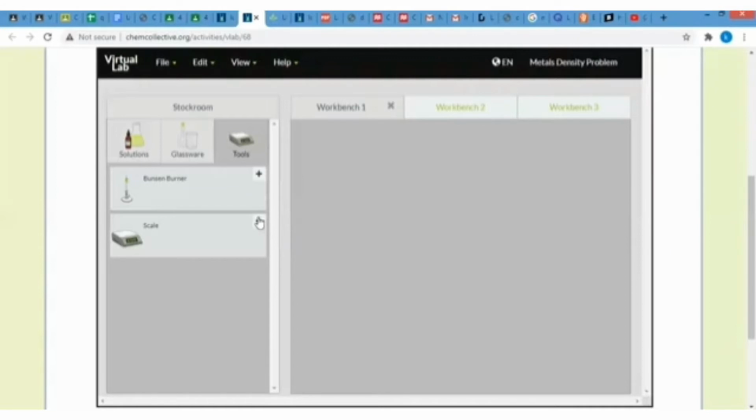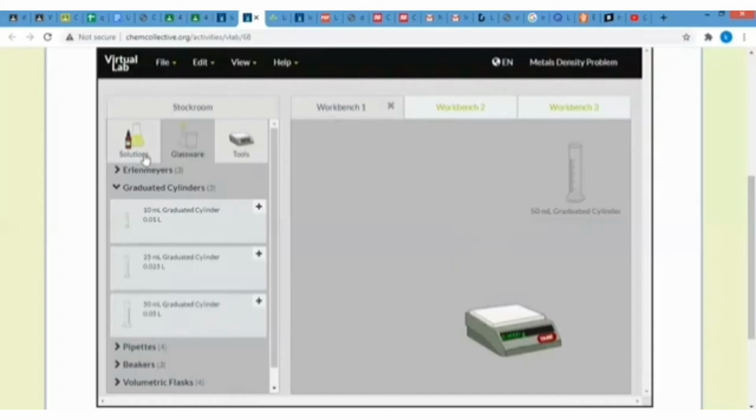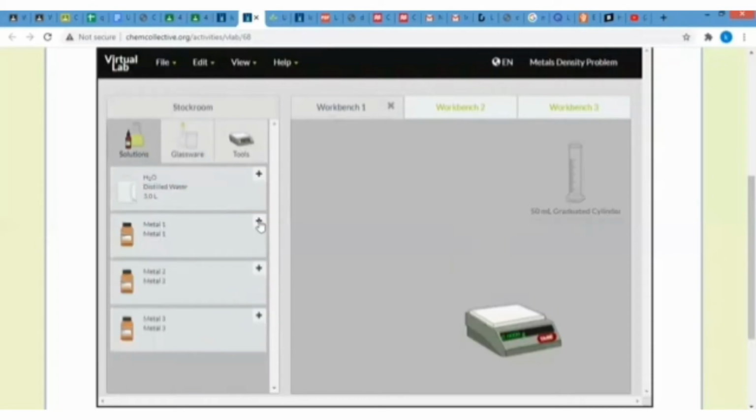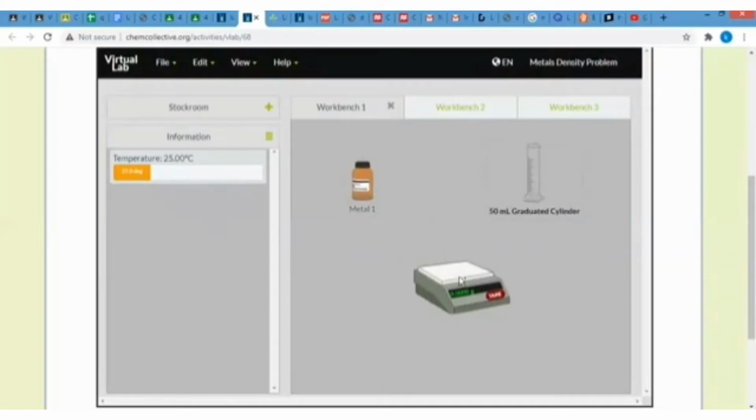I will need a laboratory balance, a 150 ml graduated cylinder. And in my solutions, I will find a metal. You can choose whichever, but we will start with metal number 1. We will start by finding the mass of the empty graduated cylinder. The mass of the empty graduated cylinder is 72.6270 grams.